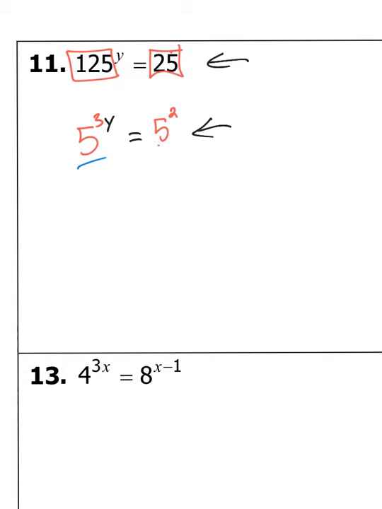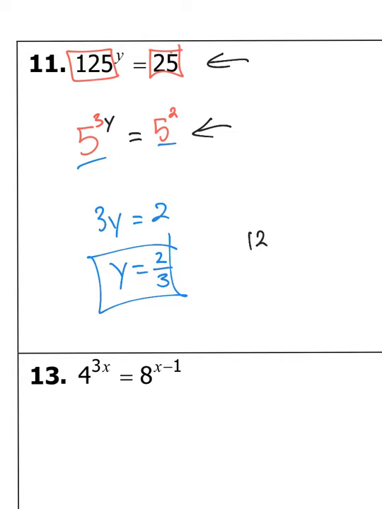Now that they are the same bases, I can get rid of them. Okay, and I get my answer of 2 over 3. Check my work, right? Hopefully you have a calculator.